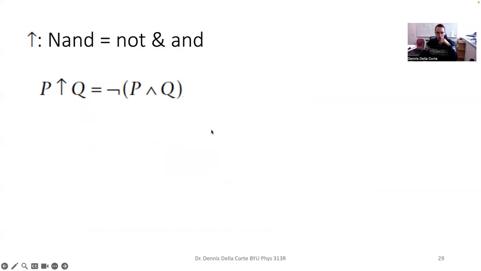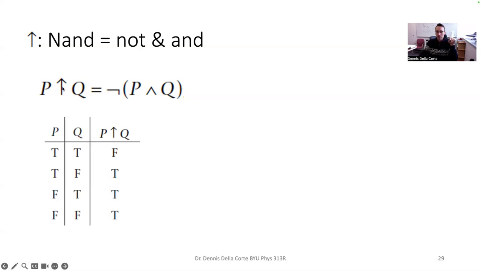Wonderful. Now there's a different symbol, the NAND. That is the not and combination. So the not and. So that is represented with this arrow up. And it's equal to saying, take the two statements P and Q, do the and on them, and then do the not. And the neat thing about this statement is it's also functionally complete. Okay, here's the truth table for not and.